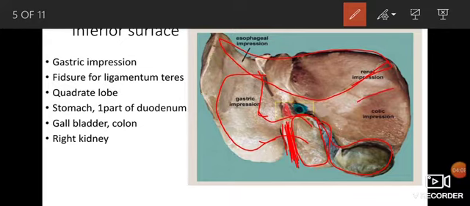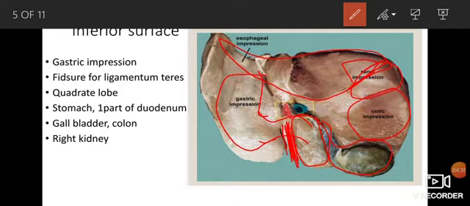Then this area is for the large intestine. So, here comes the hepatic flexure of the colon, the colic impression. Then this area is for the right kidney. When the right kidney comes here, the upper part of the right kidney consists of the suprarenal gland that goes to the superior surface. So, that is related with the bare area of the liver.